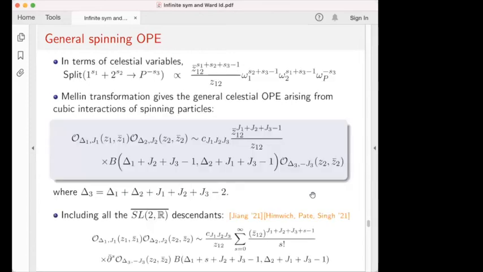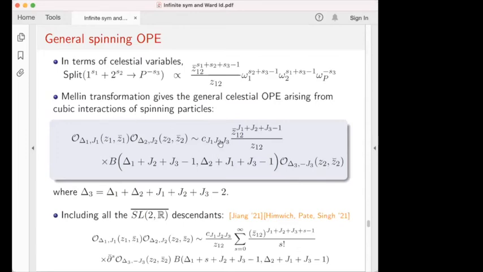So using this split function, I can perform the Mellin transformation and obtain this very general celestial OPE arising from cubic interaction of spinning particles. So we have these operators O1, O2 with spins J1, J2, which are arbitrary. And on the right hand side, we have another celestial operator with spin minus J3. So you see that this is very explicit, and it is just dictated by symmetry and locality. The only undetermined thing is just C, which is the EFT coupling for this cubic interaction vertex.